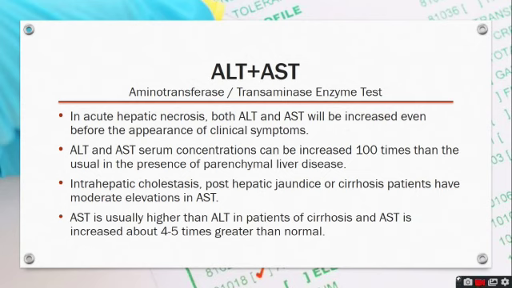In intrahepatic cholestasis, post-hepatic jaundice and cirrhosis patients, we can observe a moderate elevation in AST. We can also observe AST higher than ALT in patients with cirrhosis, and AST is increased about 4 to 5 times greater than the normal upper limit. Normal upper limit, that is 35.